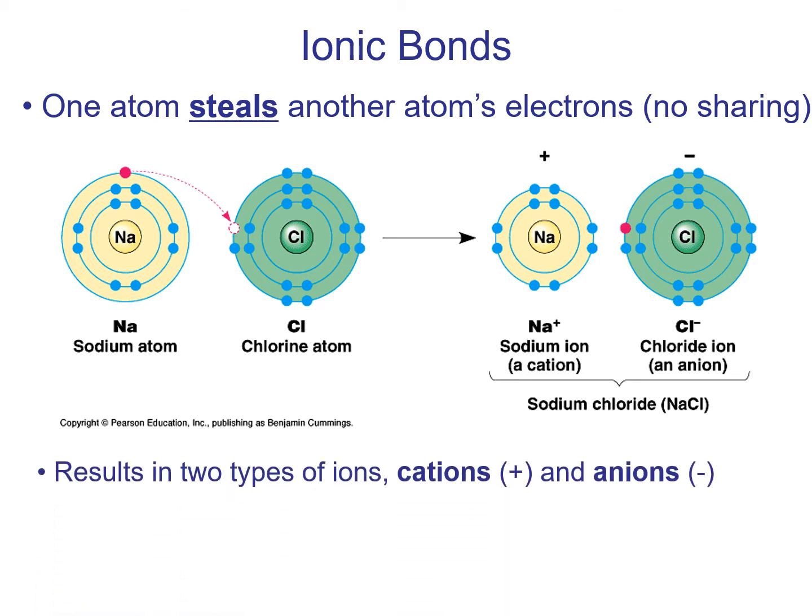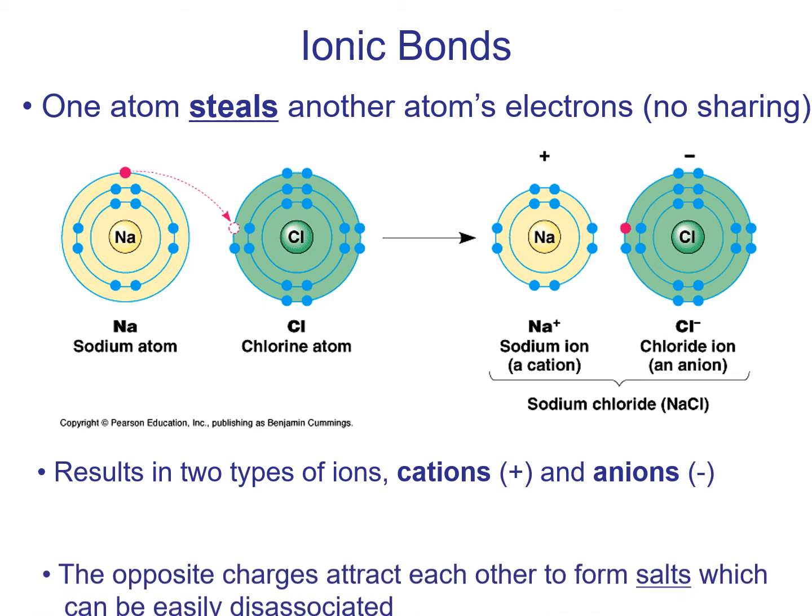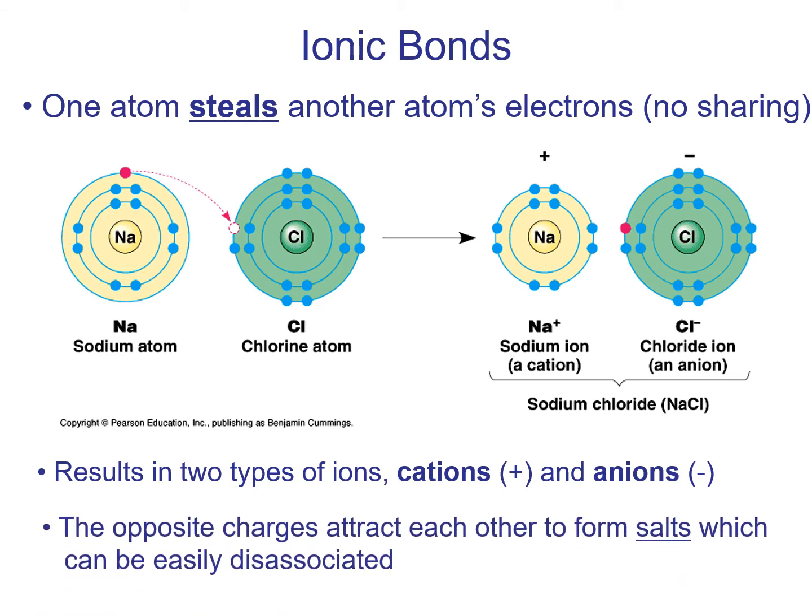So we have these two ions that result. We have a cation and an anion. Now remember that unlike charges, positive and negative, will attract each other. So just like within the atom, a cation and an anion will tend to stick together. They're attracted to each other. The opposite charges attract, and then we form something called a salt, and sodium chloride is table salt. Now, these bonds are not nearly as strong. The ions can be disassociated quite easily.